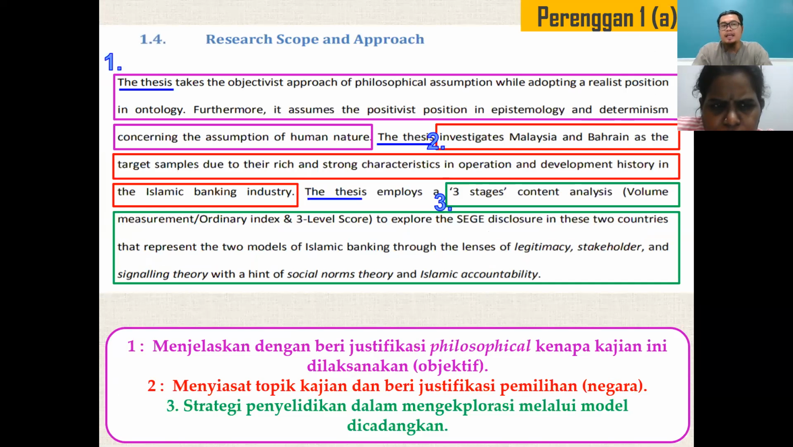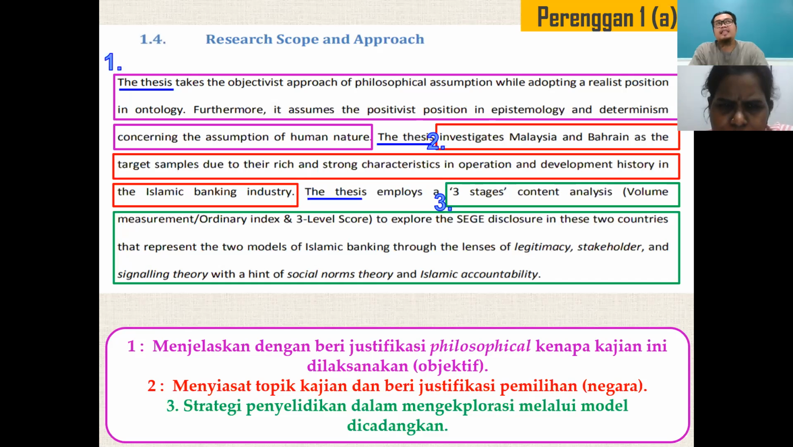This is because we are at different universities. We are at UPSI, but this is Durham University. The words used are scope and approach. We can see how they write these sections. The thesis takes the objective approach, and they highlight the objective. Actually, the objective approach is for quantitative research.